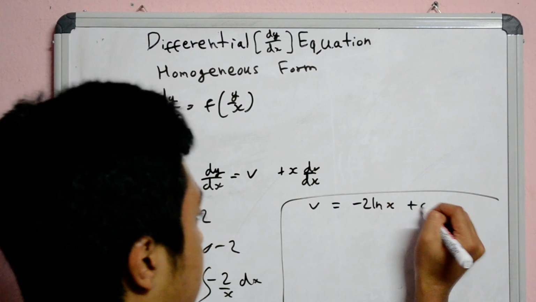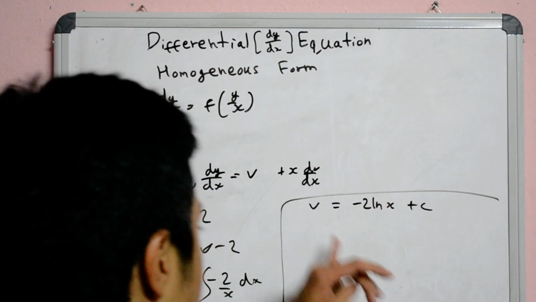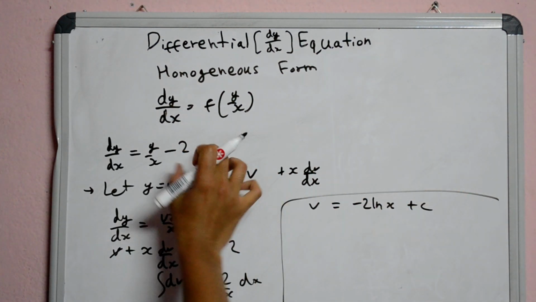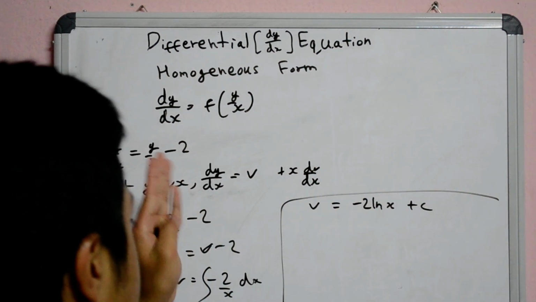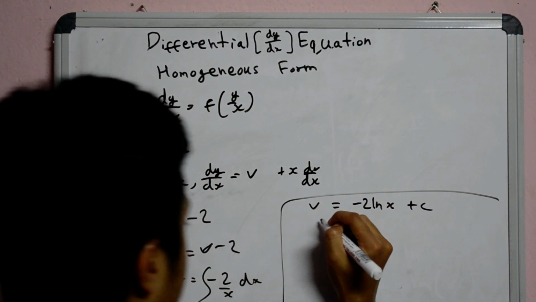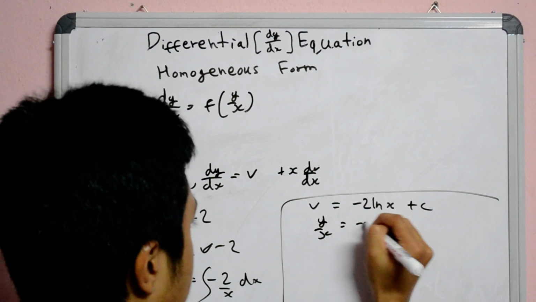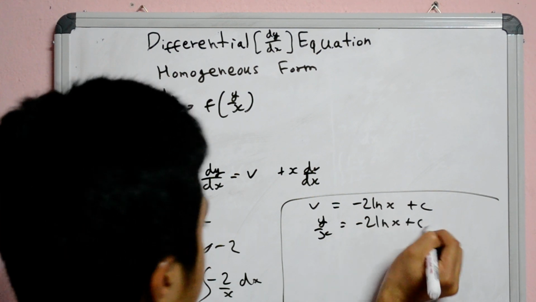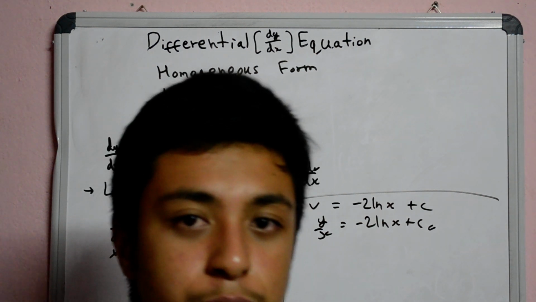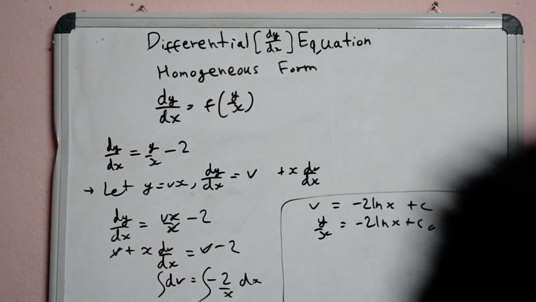I'll just do plus c, and here we have to put the v back into the function of x and y, because in the original equation we have it in terms of y and x. So from here v will be equal to y/x plus c. That is all. Now let's do a more difficult question to make you understand the concept more.